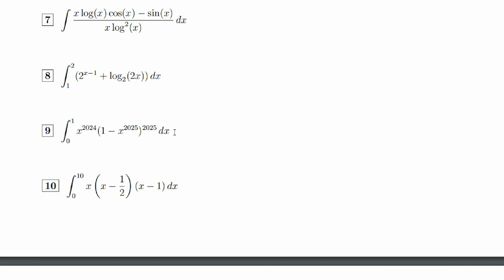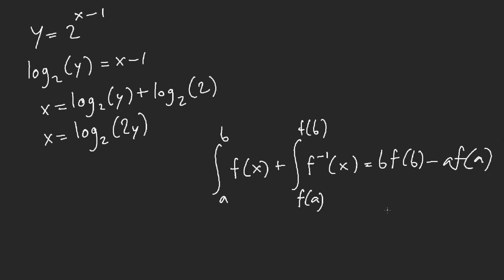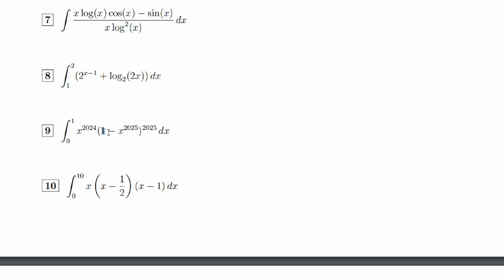This one stumped me a little bit because I was like, oh no, I'm not motivated to do beta function. But then I realized, wait, what am I doing? This is 1 minus x to the power of 2025, and this is x to the power of 2024. So literally all you had to do is let u equal 1 minus x to the power of 2025. That's all you had to do. Let u equal 1 minus x to the power of 2025, right? And you should get u to the power of 2025 over 2025, right?